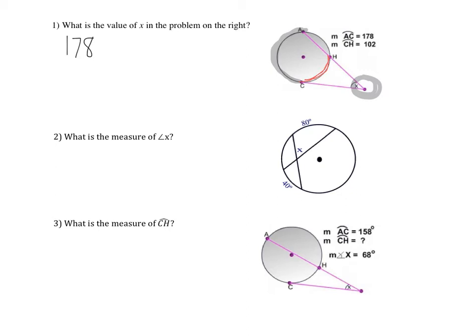That's 102. I'm going to divide by 2, and that should give me angle X. 178 subtract 102, that's 76. 76 divided by 2 is 38 degrees.